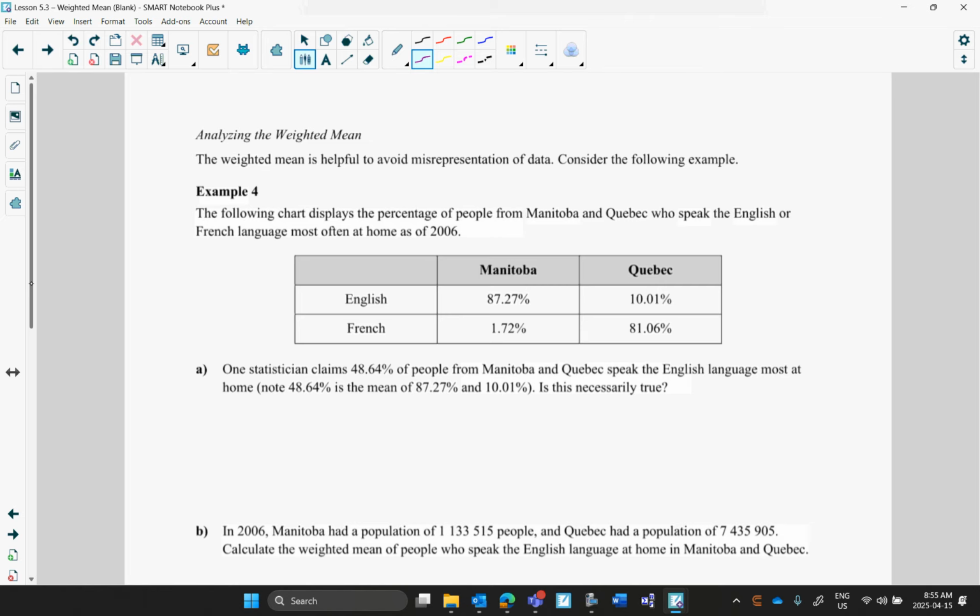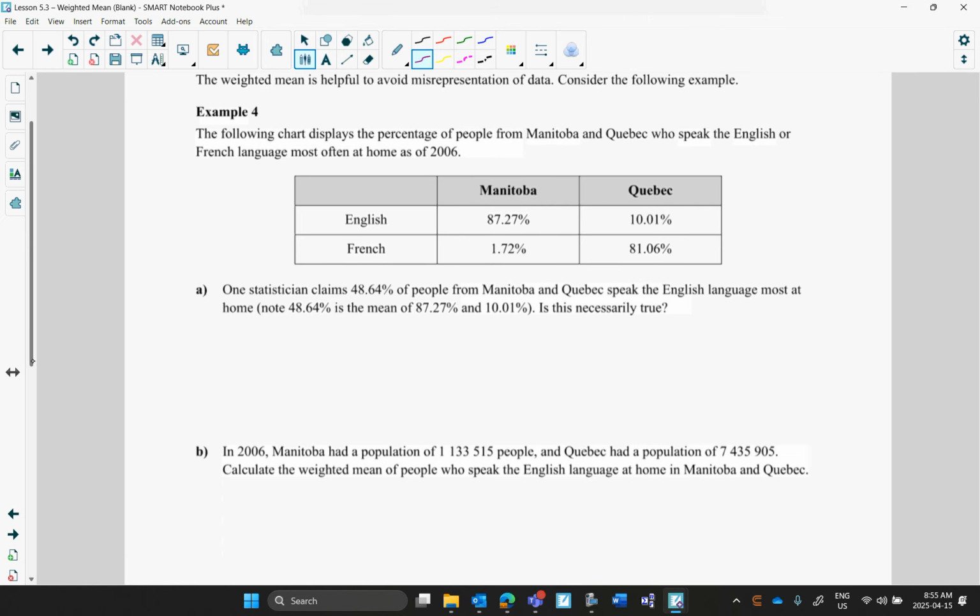So what they did is they said, okay, 48.64% of all people from Manitoba and Quebec speak English. Okay? And how did they get to 48? They added these two and divided by 2. Okay? What's wrong with that? More people live in Quebec. Okay? So this would probably be too high.